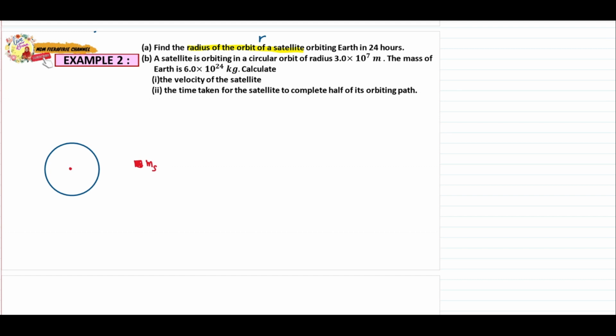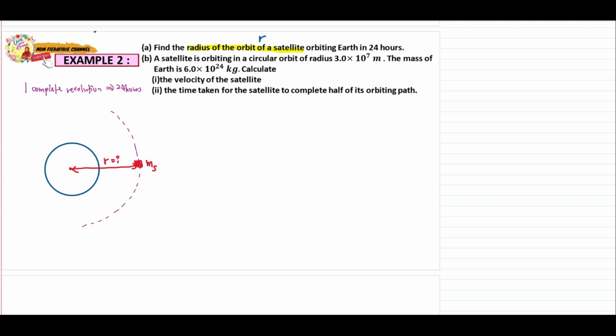So from the center of the Earth to the position of the satellite, and this is r. Okay, so kita nak cari berapa. Okay, and we know that the satellite is revolving the Earth in 24 hours. So the period is 24 hours, means that for one complete revolution, it takes 24 hours. So the satellite needs 24 hours to complete one revolution.